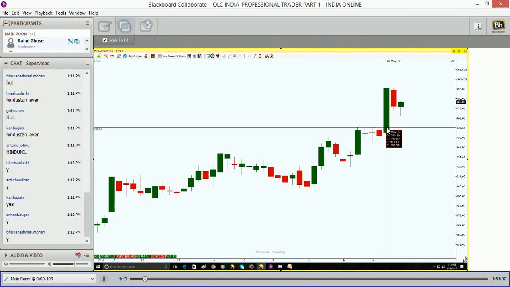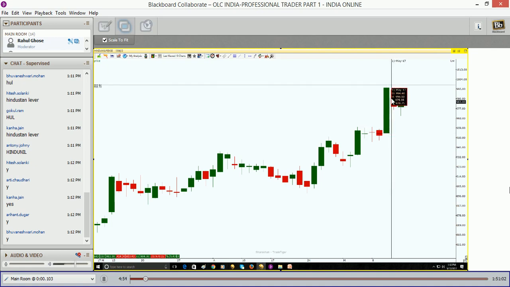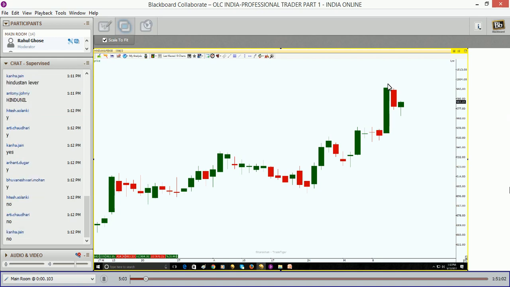Now, quick question to all of you over here. This move in Hindustan Unilever from 954 to 1000, who do you think can make this candle? Can you and me make this candle? Absolutely not. Only people with the power of money can make this move. I mark this entire big move.